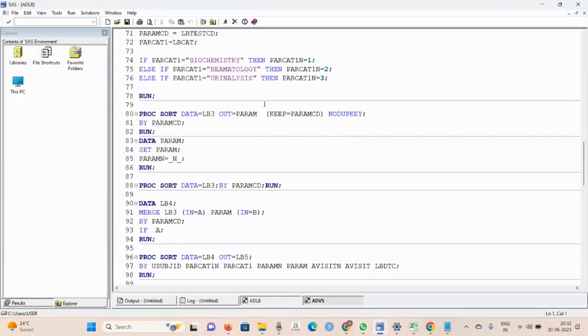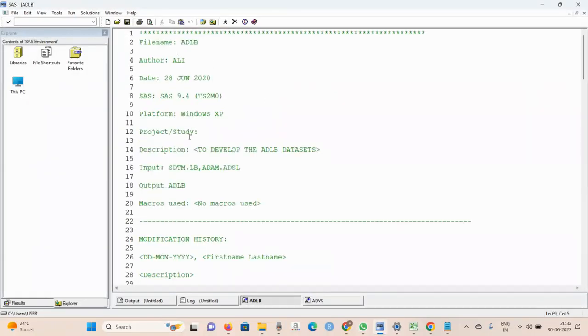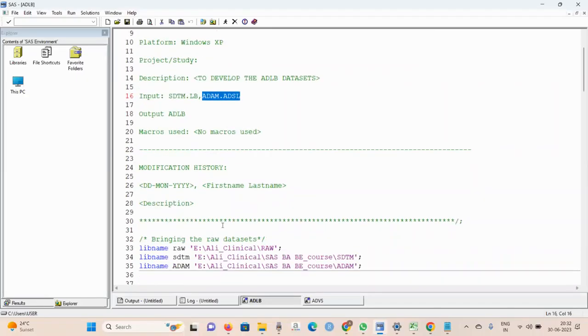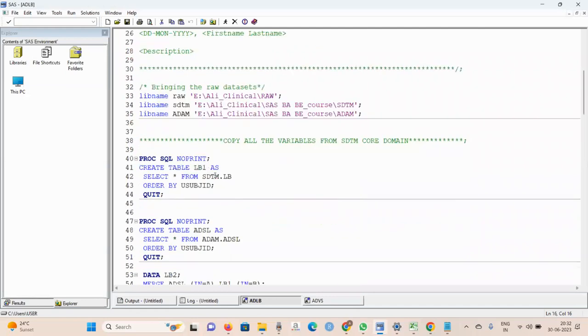Okay. So for the initial step, you need to take your header part. So I took the LB, then ADaM. Okay, so the output should be ADLB. Then I copied all those. In real time, you will have macros here. Please remember those things, because if you run the initializing macros, it does everything automatically. So you don't need to write the libnames and execute those things.